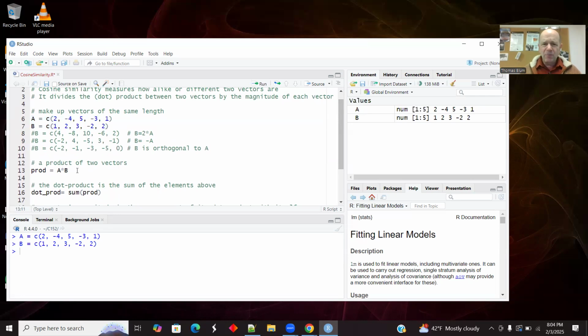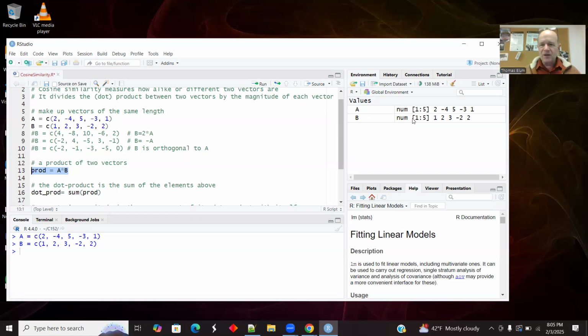Now, if you take the product of two vectors, you're going to get another vector. And that vector is going to be, I'm going to take the first element of A and multiply it by the first element of B. And that'll be the first element of the product. And same thing for the second. I'll take the second element of A and multiply it by the second element of B, and that'll be my second element of the product. So that's what we mean by a product of vectors here in R.